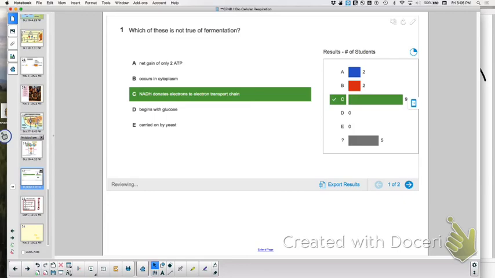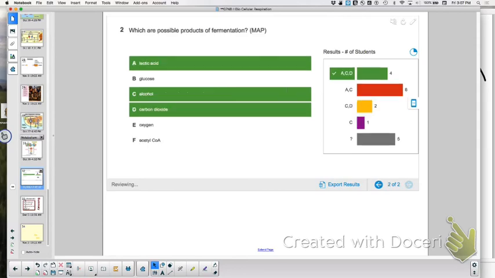Which of these is not true of fermentation? Do you gain only 2 ATP? Yes. You walk away with 2. Does it occur in the cytoplasm? Yes. NADH donates electrons to a transport chain? No. We're not in the mitochondria. It does begin with glucose.